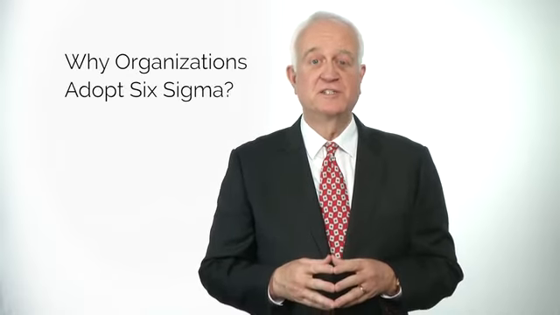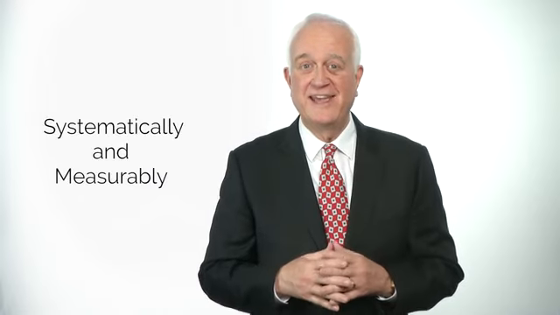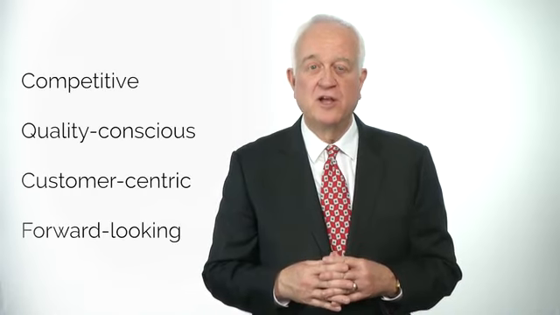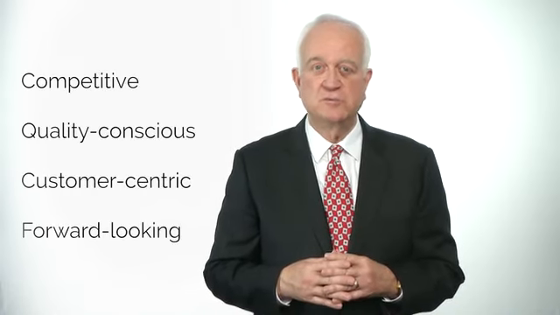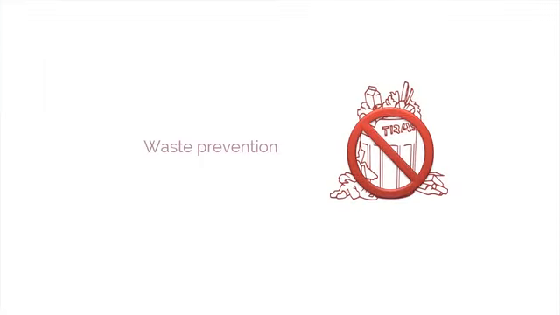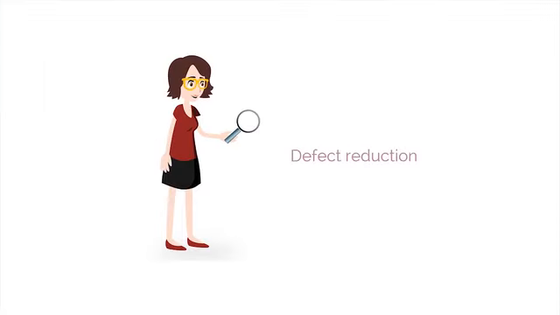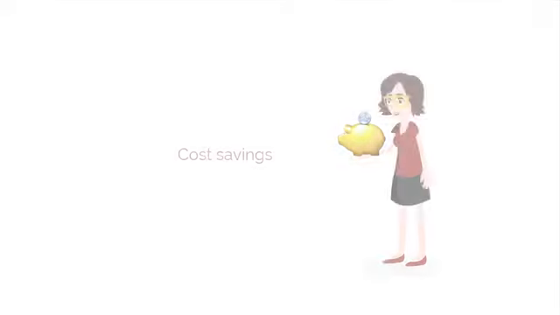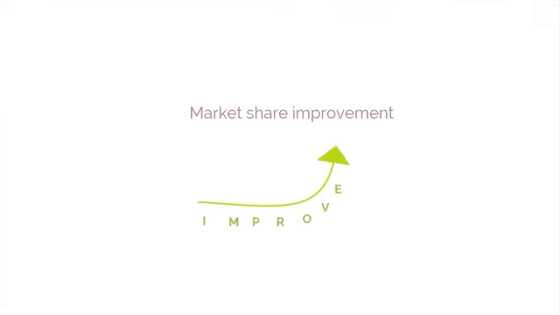Let's move on to the chapter on why organizations adopt Six Sigma. Organizations embrace Six Sigma because this approach systematically and measurably enhances the value of the organizations by making them competitive, quality conscious, customer-centric, and forward-looking. Some of the benefits that the organizations derive from Six Sigma initiatives are waste prevention, defect reduction, cycle time reduction, cost savings, market share improvement.